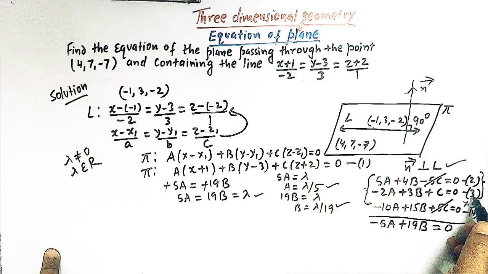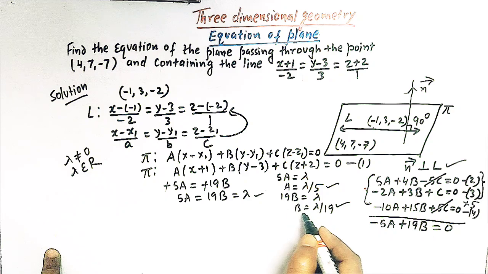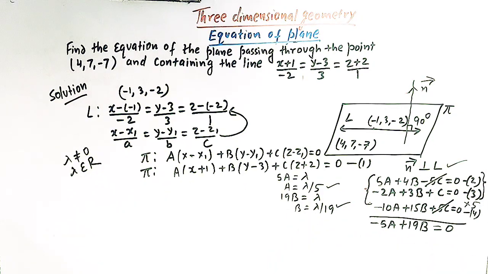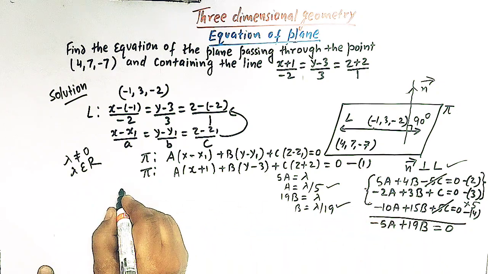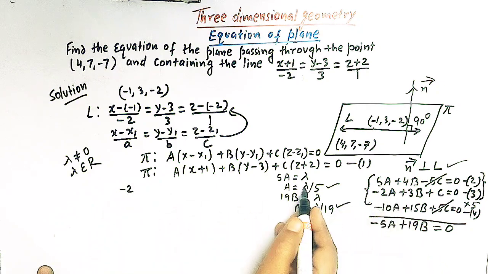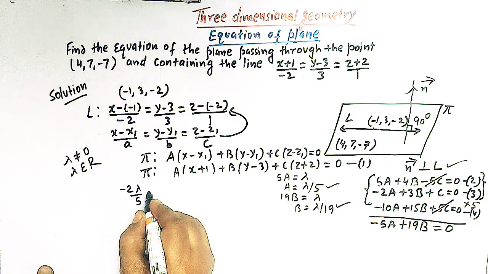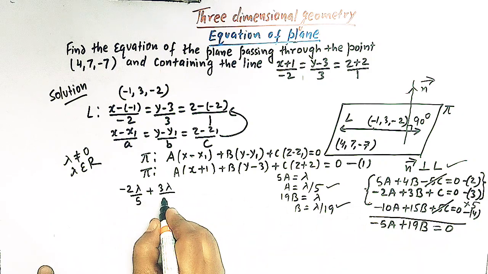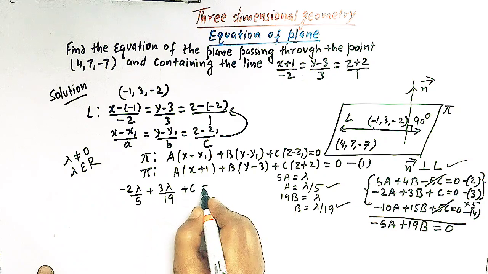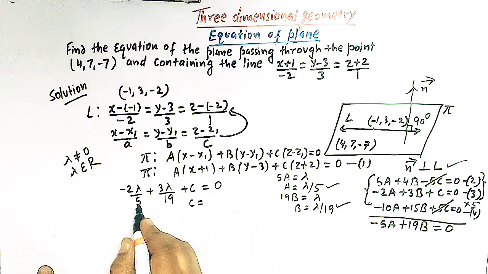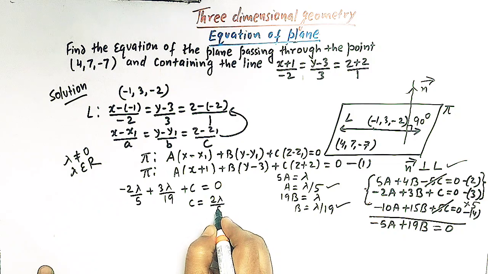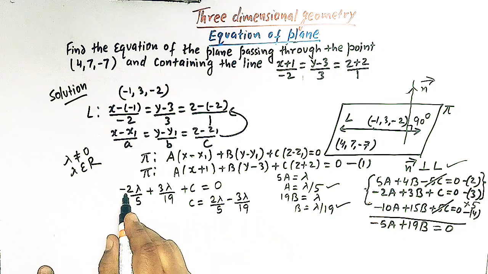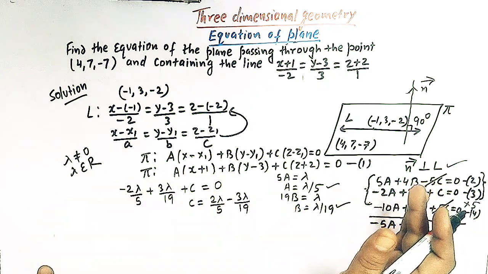So here we'll substitute the values of a and b in equation number 3. So now we have minus 2a, a is lambda over 5, then we have 3b, so we have 3 lambda over 19, and plus c is equal to 0. So c is now 2 lambda over 5 minus 3 lambda over 19. So taking these two terms to the right hand side.